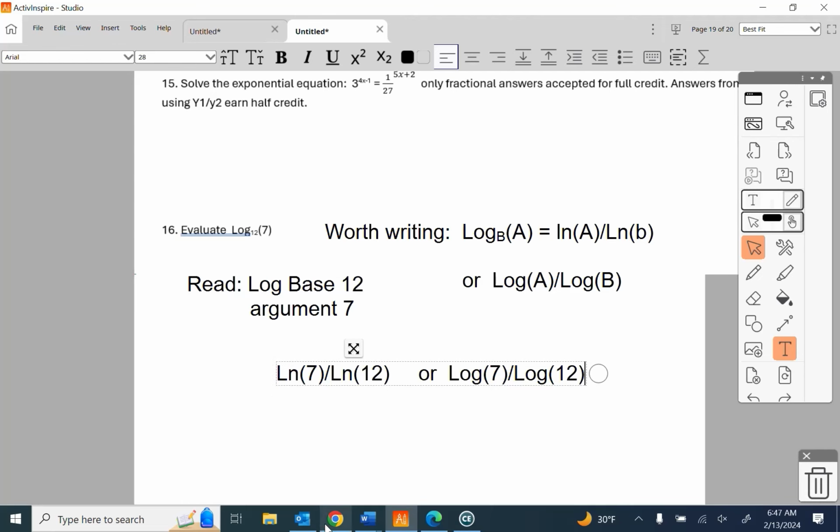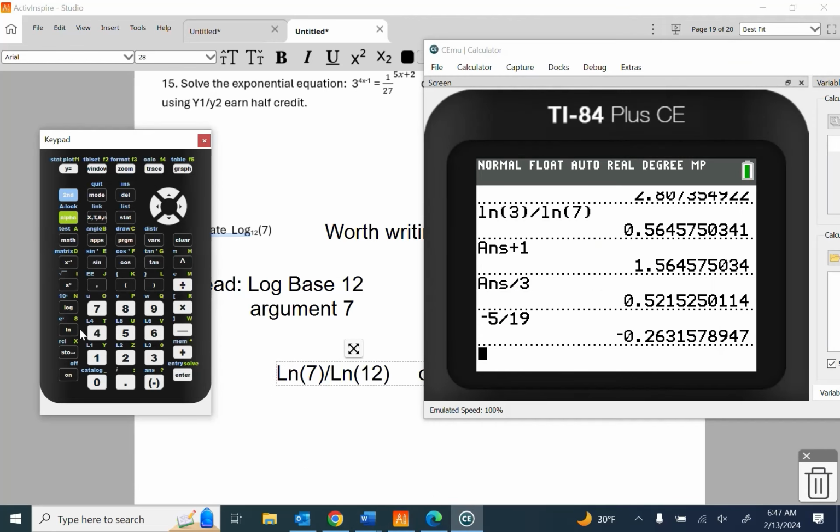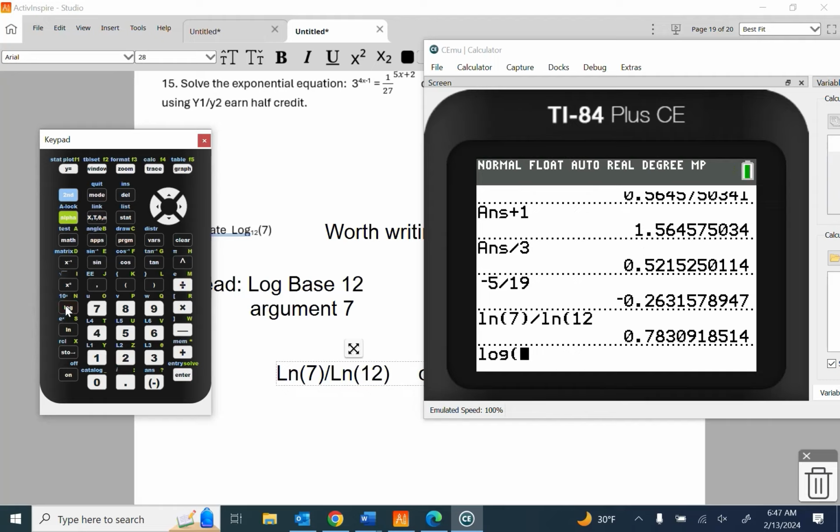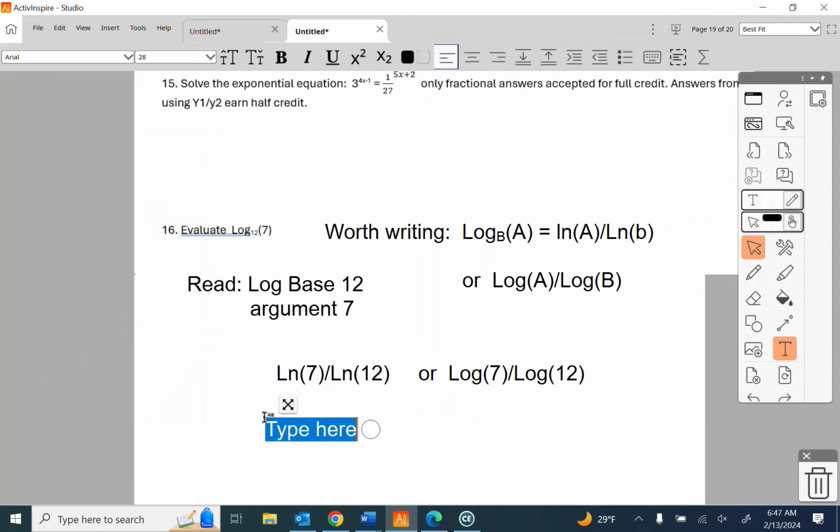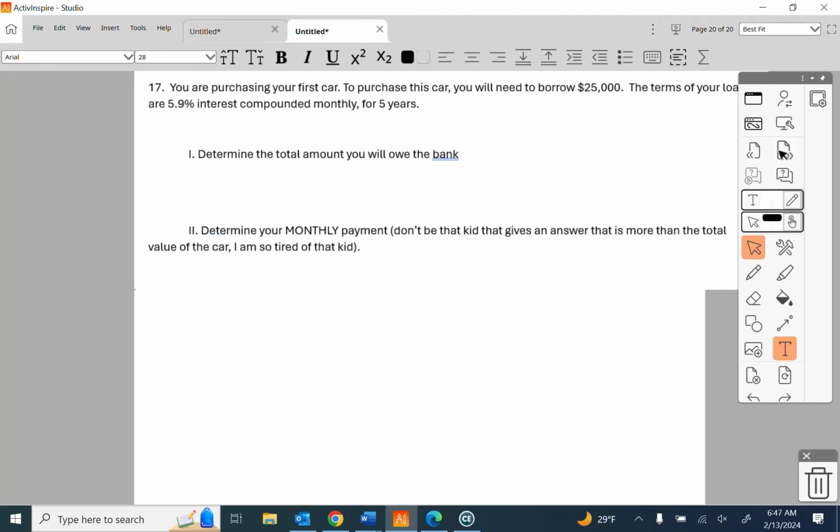Doesn't matter. But it does say evaluate, so I'm looking for a decimal here. ln 7 over ln 12 is that. The other one is log 7 over log 12, and they're going to be the same thing. By all means, push some buttons at home. It's about 0.7381. Remember, we always go to the fourth decimal. Always. Last one.